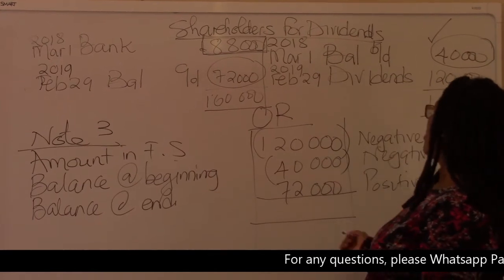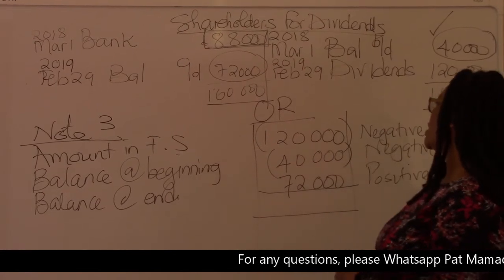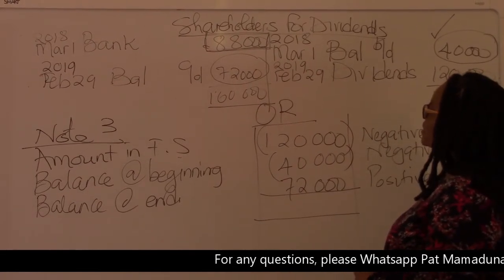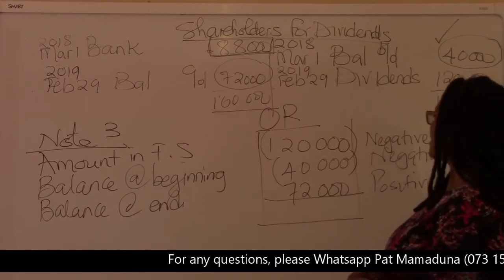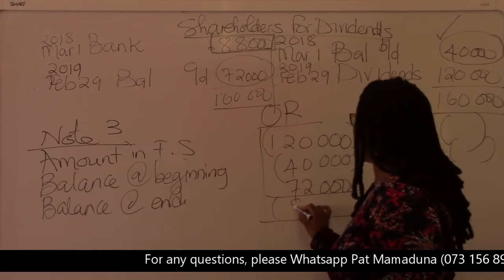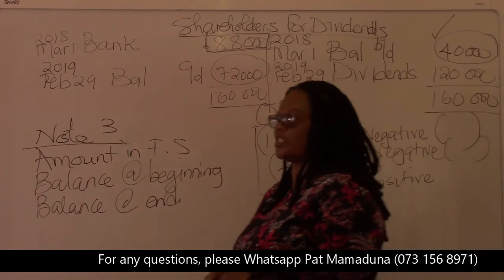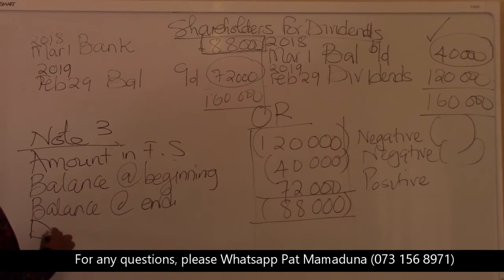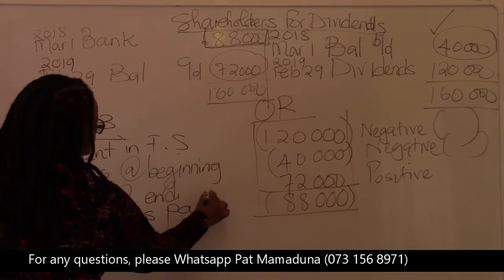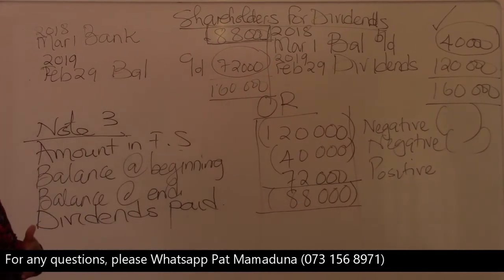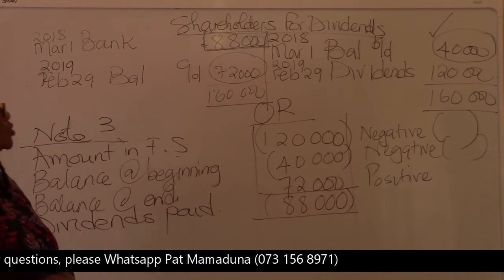And then minus 120,000 plus minus 40,000, you will get minus 160,000 plus 72,000, you will get a negative 88,000. What is this negative 88,000? It is dividends paid. So this is what we paid when it comes to dividends.